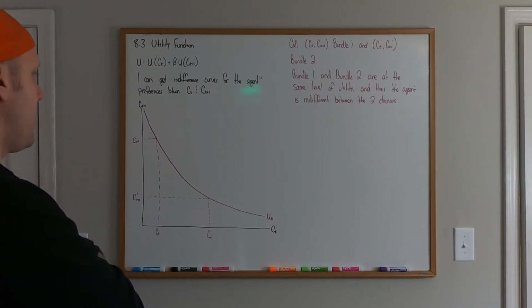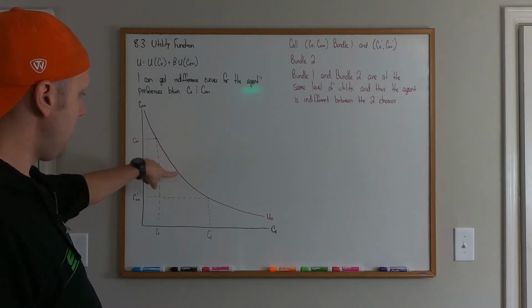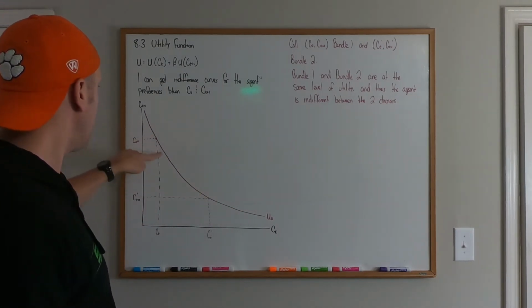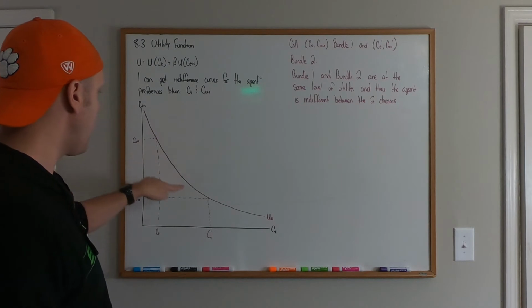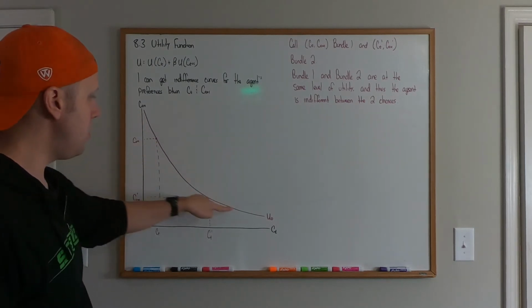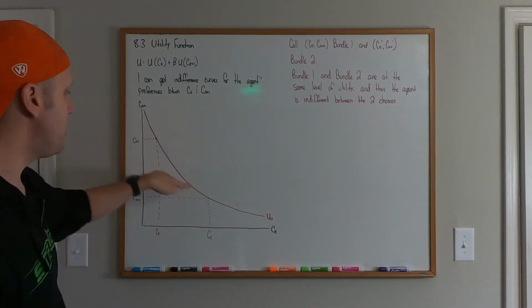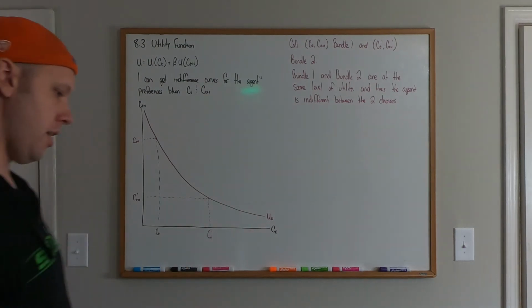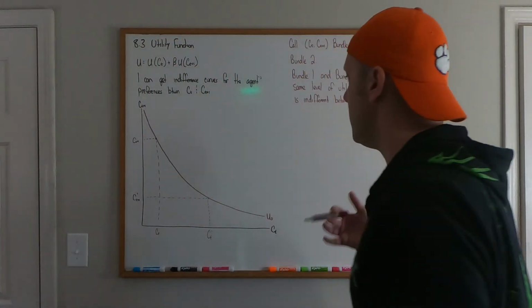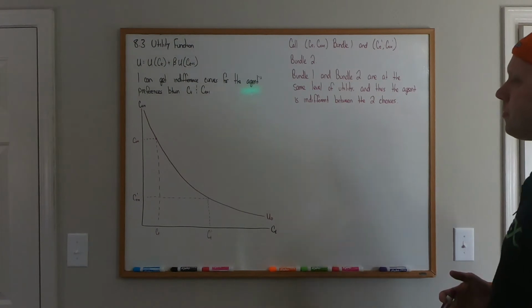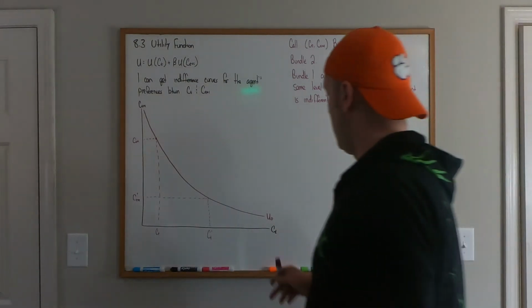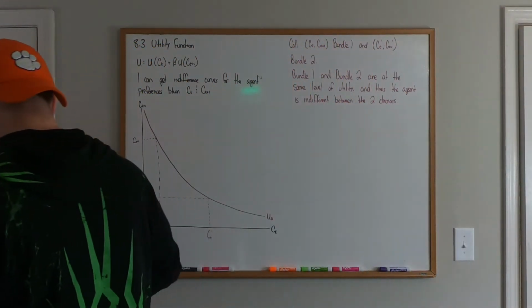They're indifferent between that, and if they wanted to choose a consumption bundle here, here, here, here, here, here, here, anywhere on this continuum of points on this particular level of utility, they are indifferent. They literally do not care. But this is just one indifference curve. Let's add another indifference curve.